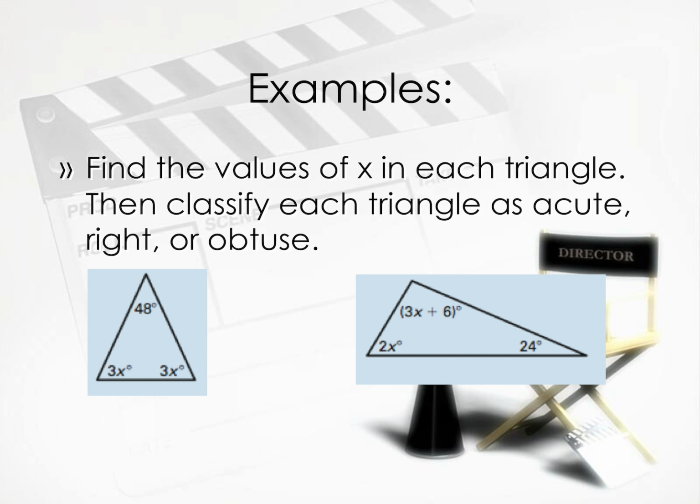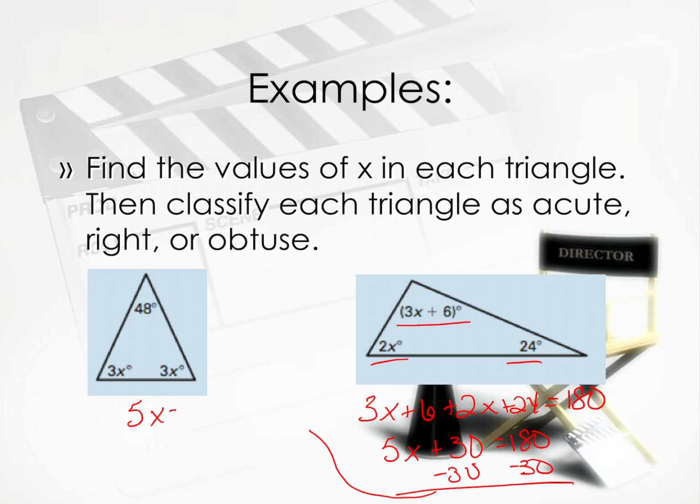So here we're going to do the same thing. We're going to take all three of our angles and add them together. So we're going to do 3x plus 6 plus 2x plus 24 has to equal 180. Combining like terms, I have 5x, and then 6 and 24 would be plus 30 equals 180. Subtract the 30. So 5x equals 150. Divide by 5, and x equals 30. So you'll be asked to find x like that. Then you'll need to plug them back in to see what happens.